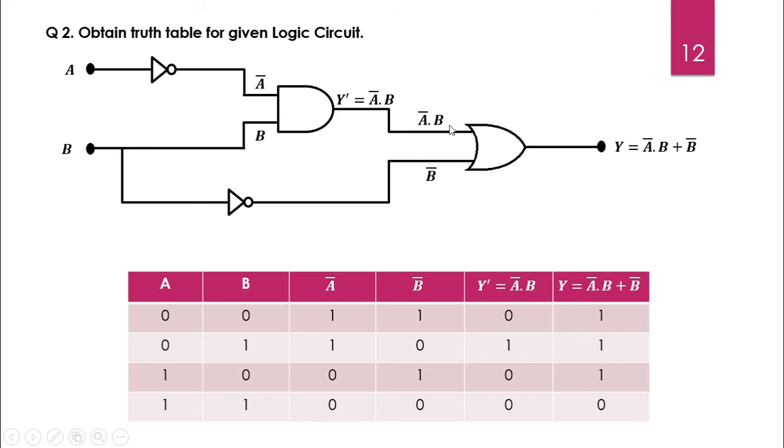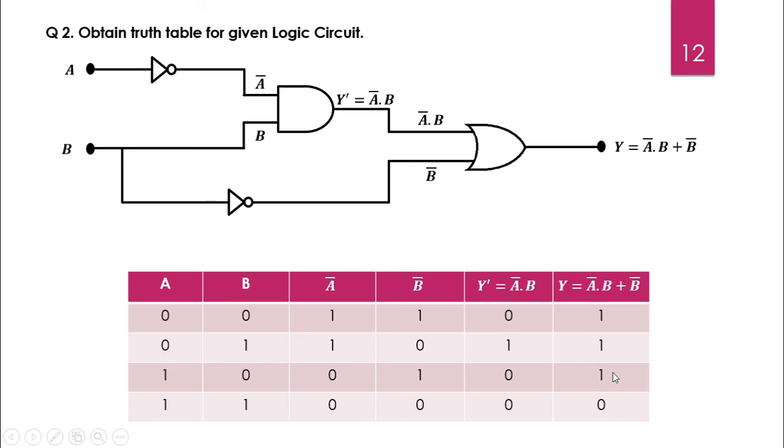And as we know, the output of an AND gate is simply the multiplication of two input variables, that is A complement B. The first input of the OR gate is the output of the AND gate, that is A complement B, and the second input for the OR gate is B complement. As we can see, B passes through the NOT gate. And finally we get the output of the OR gate. As we know, the output of an OR gate is simply the addition of two input variables, that is Y equals A complement B plus B complement.